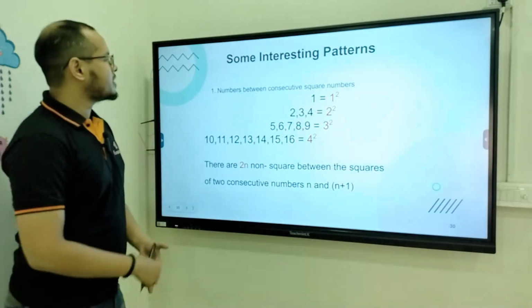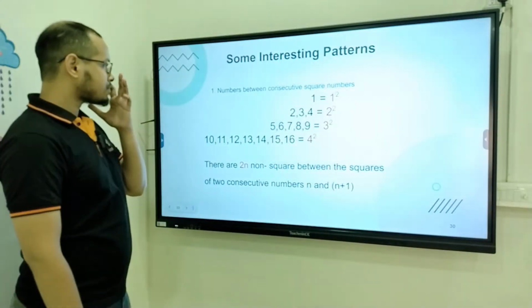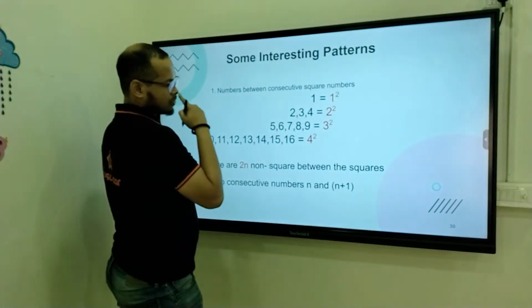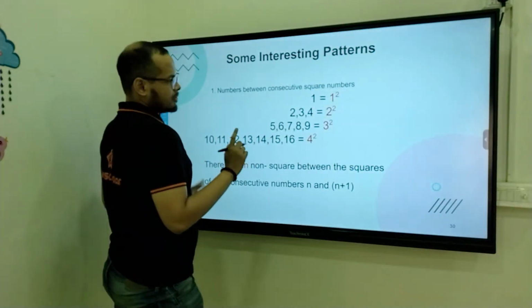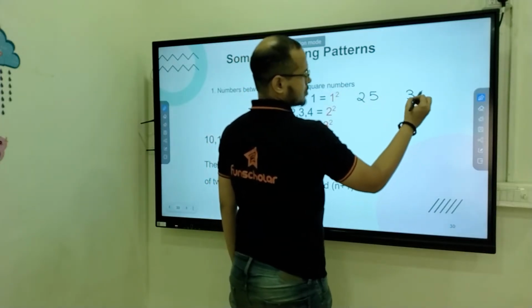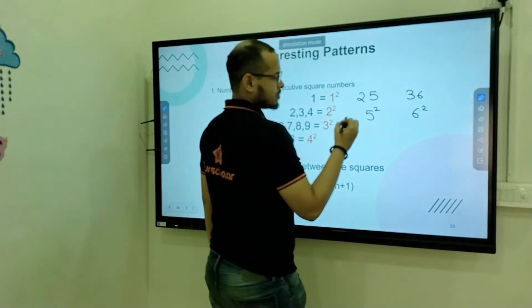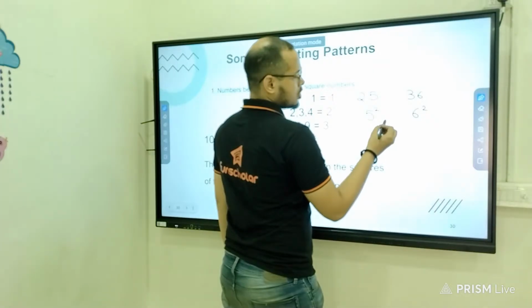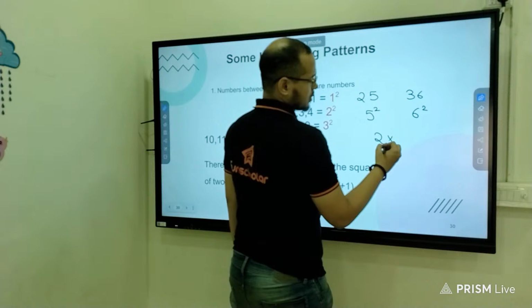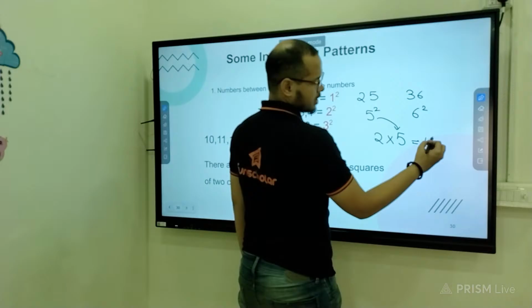Chalo. Now some interesting patterns. Let's find it out. Numbers between consecutive squares: 1 is 1 square, 2, 3, 4 is 2 square, 5. Oh, we have already found out this. Remember, I have told you one thing. For example, 25 and 36. 25 is 5 square, 36 is 6 square. The number of numbers between these two is what? So 2 into 5. What is 5? 5 is the lower of the squares. So there should be 10 numbers between them.